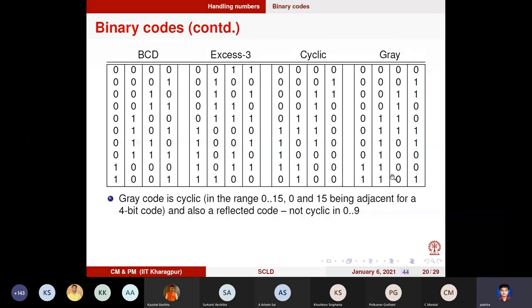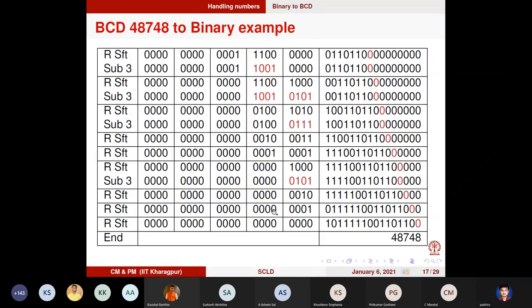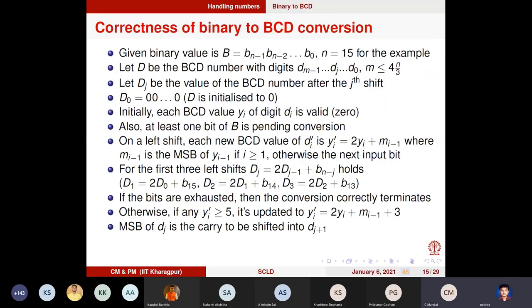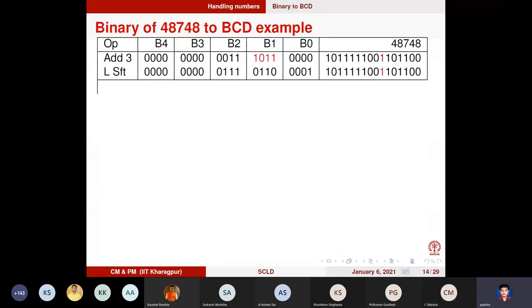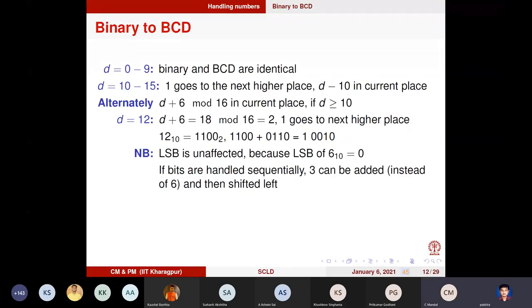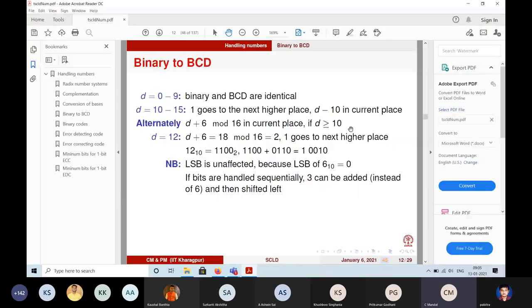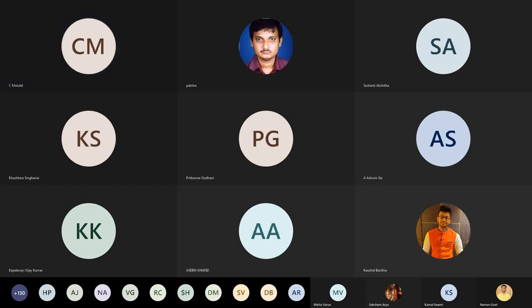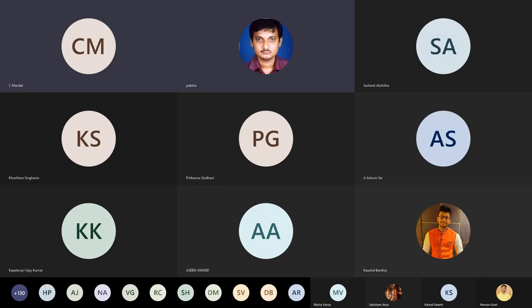We'll come back to how you compute this gray code, but before that, let's get back to how to construct BCD codes in the first place. How to construct the BCD codes. CRM, I think CRM will take over. Okay, CRM, I am stopping the sharing. Okay, yeah, sure. Maybe CRM, you can share your screen and then I'll do that.